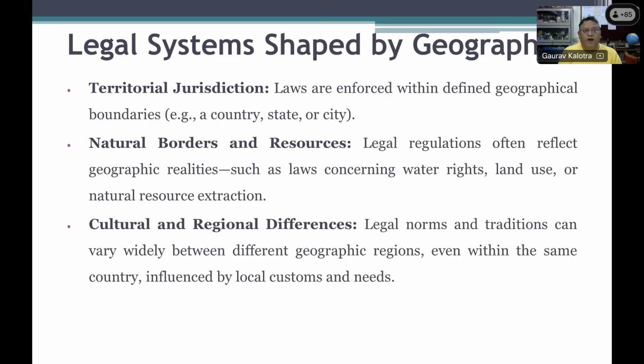Legal systems shaped by geography: territorial jurisdiction. Laws are enforced within defined geographical boundaries, for example, a country, state, or city. Natural borders and resources. Legal regulations often reflect geographic realities such as laws concerning water rights, land use, or natural resource extraction. Cultural and regional differences. Legal norms and traditions can vary widely between different geographic regions, even within the same country, influenced by local customs and needs.